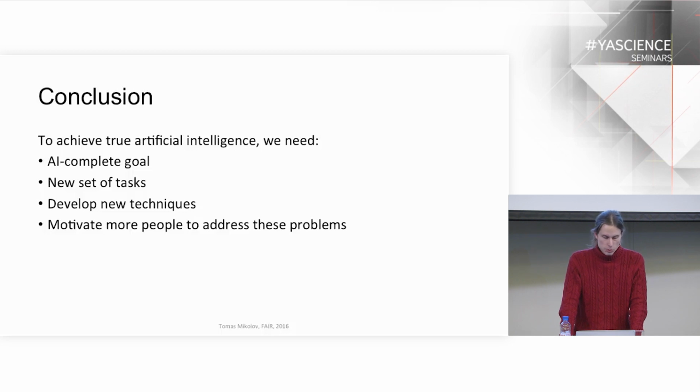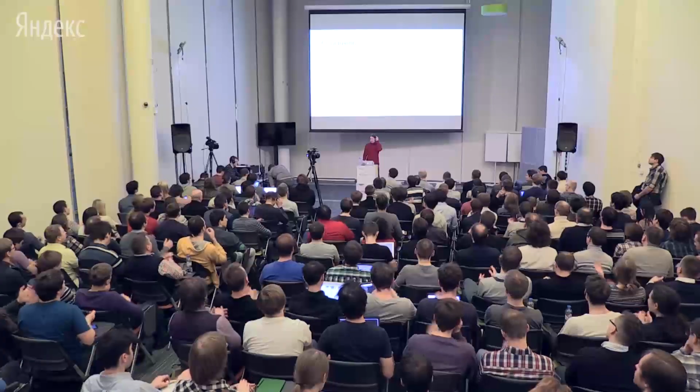Then we need to develop new techniques. As I was saying, recurrent networks are great, but there are very simple things that they cannot do, and they have a lot of limitations that we have to overcome. And then, of course, it's great if more people would realize what we are trying to do and would help us to achieve the goals. So that's it. Okay, thanks. Thanks a lot.